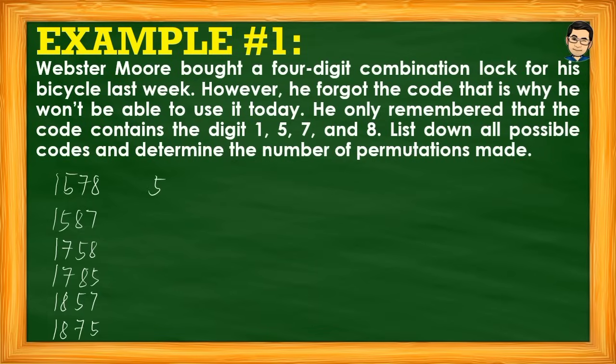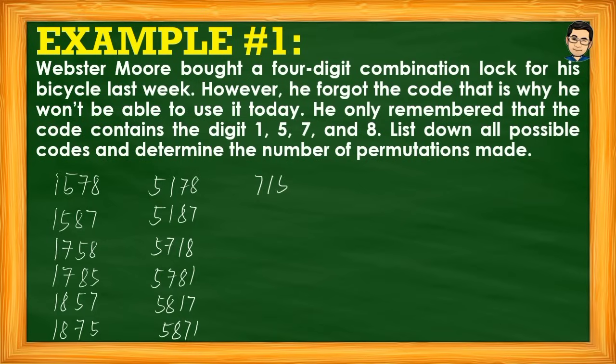So, 5, 1, 7, 8, 5, 1, 8, 7. After natin sa 5, 1, 5, 7 naman. So, 5, 7, 1, 8, 5, 7, 8, 1. Then, 5, 8 naman. 5, 8, 1, 7, 5, 8, 7, 1. After natin sa 5, yung kasunod natin na number is 7. So, 7, 1, 5, 8, 7, 1, 8, 5.